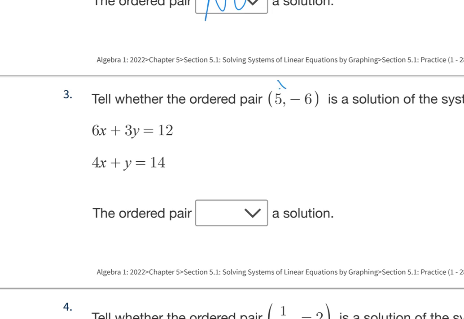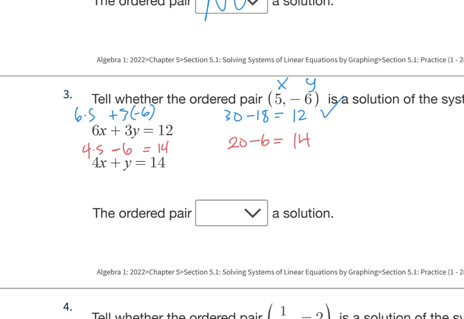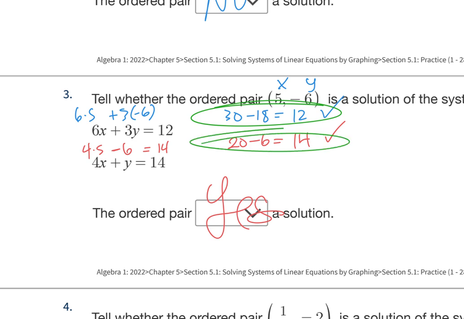Next, there's x, there's y. So we have 6 times 5 plus 3 times negative 6. That's 30 minus 18, and that does equal 12. This is 4 times 5 minus 6. Does that equal 14? Well, 20 minus 6 sure does equal 14. So we have our first yes. And if you're like, wait, why? Because that's true and because that's true, it must be on both lines.